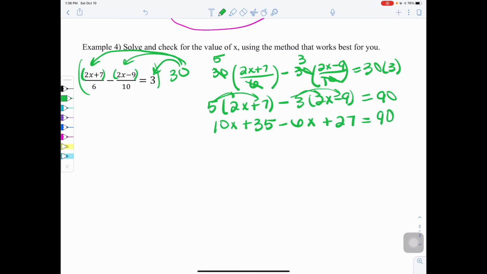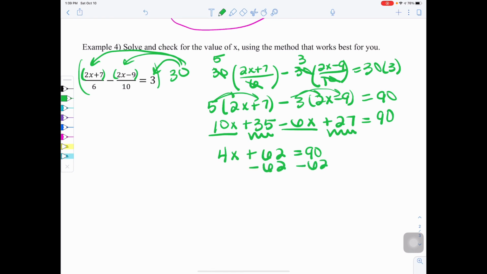Then we're going to look for like terms. I don't have any on the right, but I absolutely do on the left. 10x and negative 6x would make 4x. And then 35 and 27 is going to give me 62. So now we would be subtracting 62 from both sides and get 4x equals 90 take away 62 would be 28. To get x by itself, we'd want to divide by 4, so x equals 7.